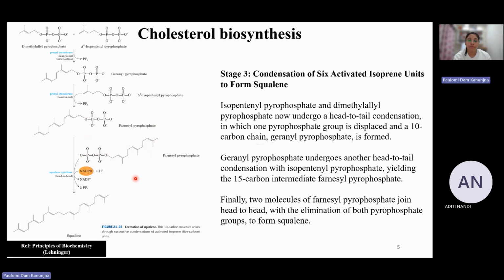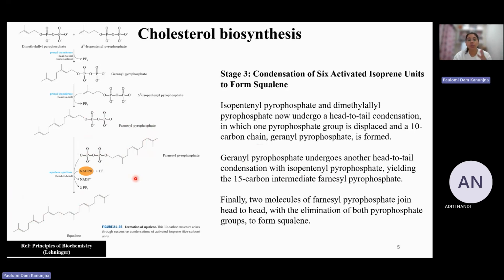So what do you need to remember? Isopentenyl pyrophosphate and dimethylallyl pyrophosphate. Terms to remember are head to tail condensation, head to head condensation, ultimately forming squalene. Okay, and 15 plus 15, farnesyl is 15, another farnesyl is 15, so together they are coming, and that's forming a 30 carbon compound. That's what we had discussed last time, right? This is a 30 carbon compound.